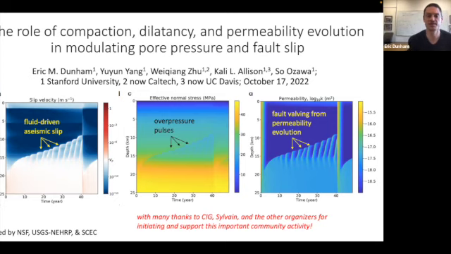So the presentation I'll give today will continue this theme of exploring the role of fluids and pressure changes and how that influences fault slip behavior. I'm going to present work that was done by Yuyun Yang, Weicheng Zhu, and utilizing the code that Callie Allison originally developed, and possibly some very recent work that Sozawa has done.